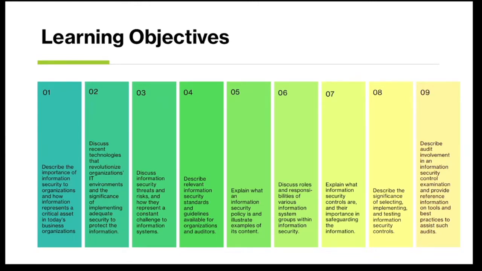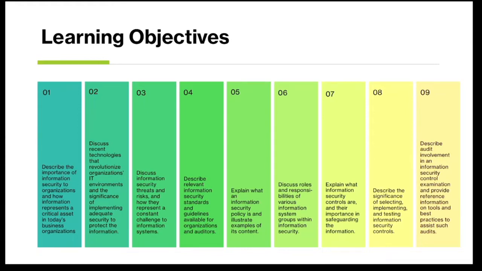Number four, describe relevant information security standards and guidelines available for organizations and auditors. Number five, explain what an information security policy is and illustrate examples of its content. Number six, discuss roles and responsibilities of various information system groups within information security. Number seven, explain what information security controls are and their importance in safeguarding the information. Number eight, describe the significance of selecting, implementing, and testing information security controls.